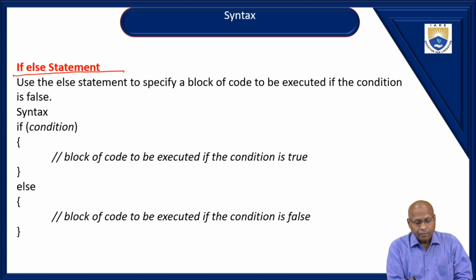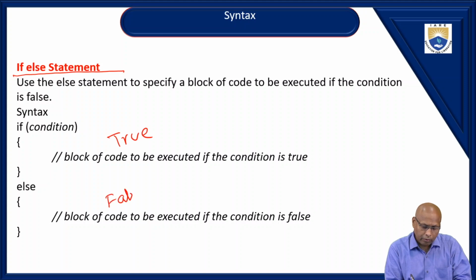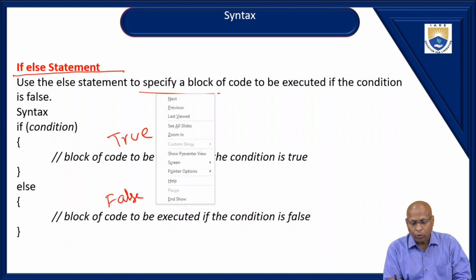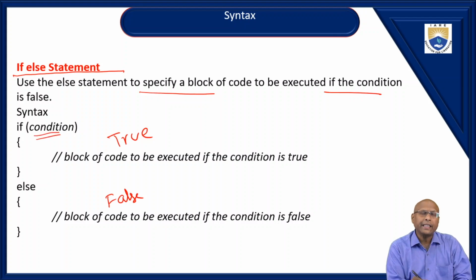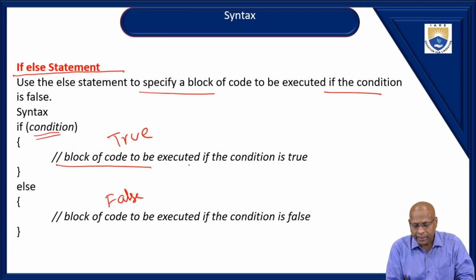The if else statement will specify an if block as well as an else block. The if block is called the true block and the else block is called the false block. Use the else statement to specify a block of code to be executed if the condition is false. And the if block will execute if the condition is true. So, this condition will be either true or false. The block of code will execute if the condition is true. The block of code will execute if the condition is false.